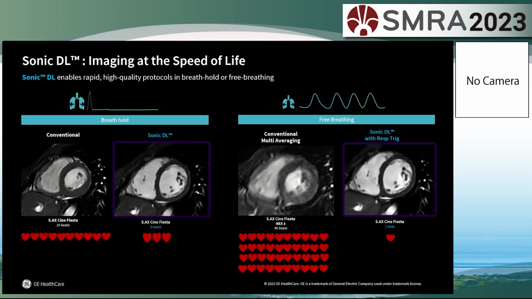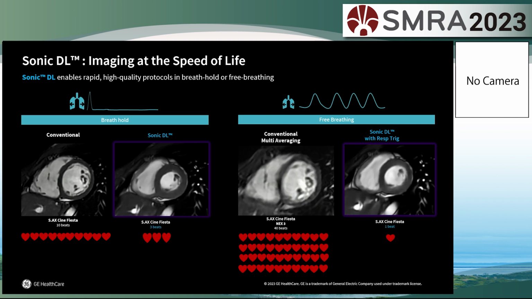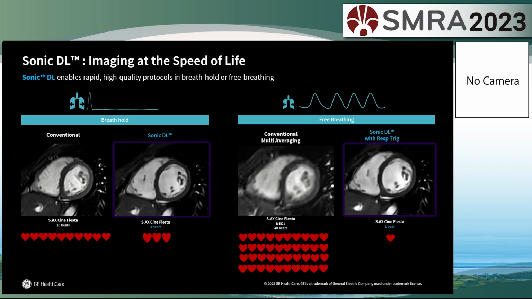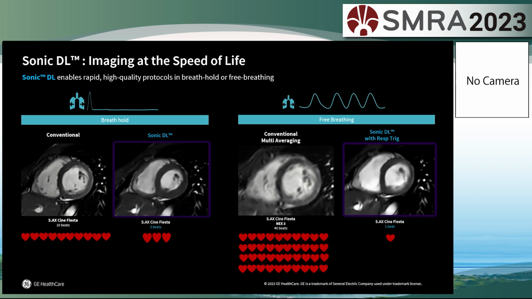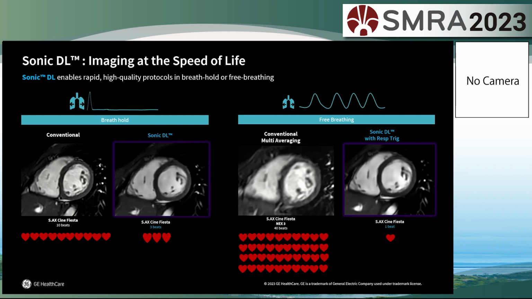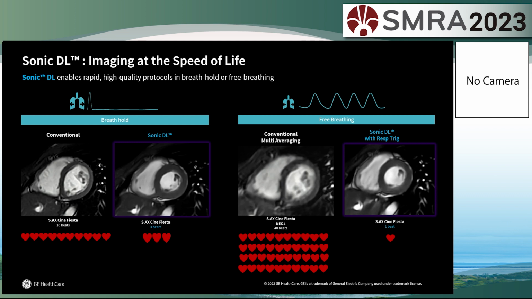And also the Sonic DL can be applied to the breath hold acquisition and also the free breathing acquisition. In the breath hold example shown on the left side, the Sonic DL allows the cine imaging with 3 heartbeats per slice, while the conventional technique requires 10 heartbeats per slice for the similar acquisition. So which means our Sonic DL can reduce the total breath hold time in the whole heart cine imaging.